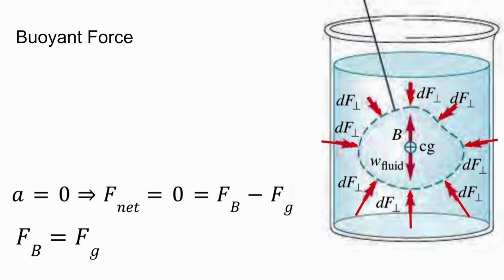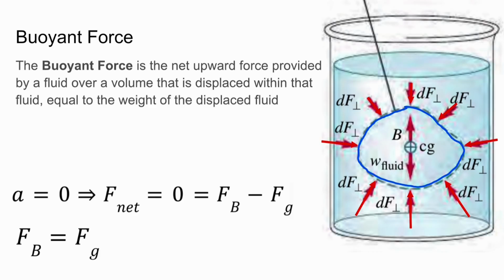All right, so let's go back to our buoyant force. Again, all of these particles act individually, but we can think of volumes of fluid as acting together. So if we think about our buoyant force, we have this arbitrary volume of fluid right here. The buoyant force is the net upward force provided by a fluid over a volume that is displaced within that fluid. And it's going to be equal to the weight of the displaced fluid, again, because our net force equals zero. And so our buoyant force has to equal our force of gravity.